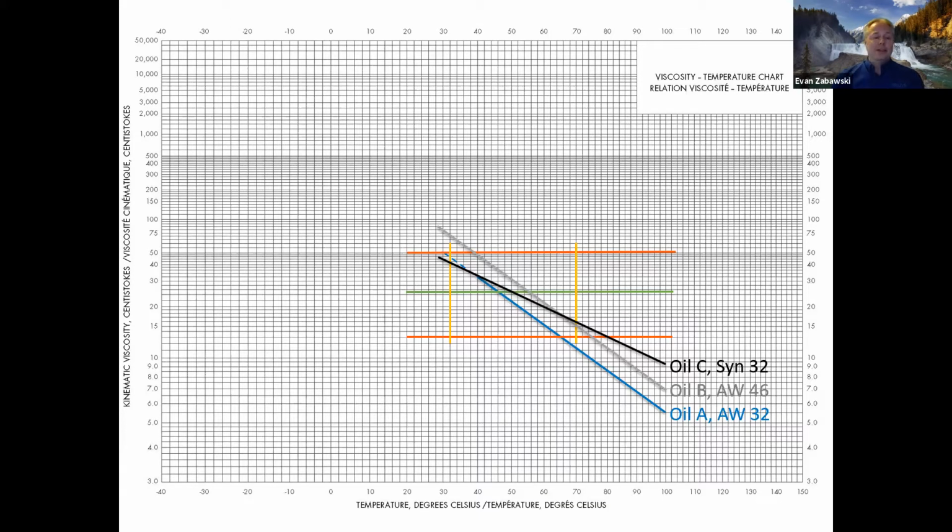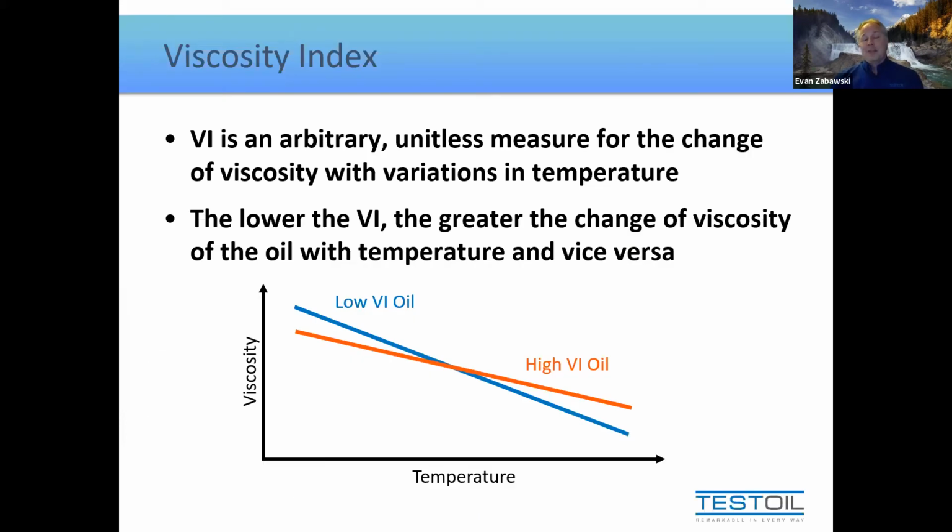Well, it's not that different. We tend to go to viscosity index. So what is viscosity index? Well, it's this absolutely arbitrary unitless number that refers to how much an oil will change in viscosity due to temperature. Basically, a high VI oil has a shallow slope and a low VI oil has a steeper slope. Well, you go, okay, fair enough, but I might need more of an explanation.